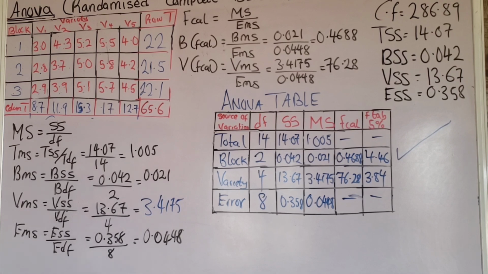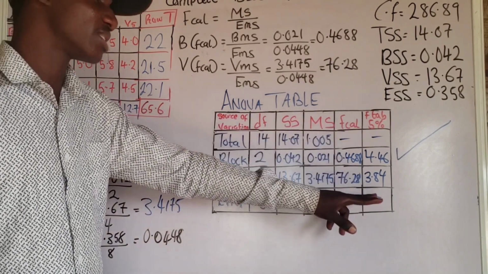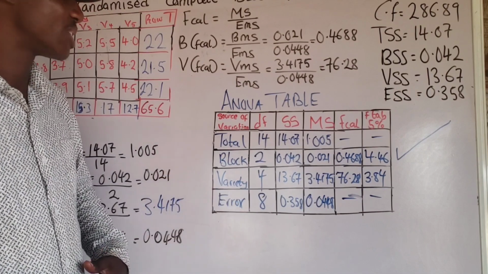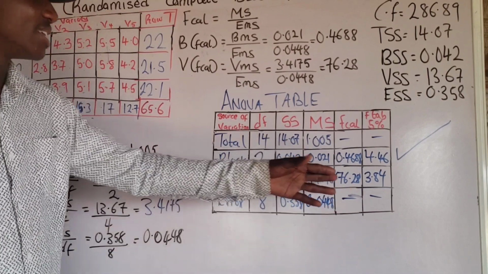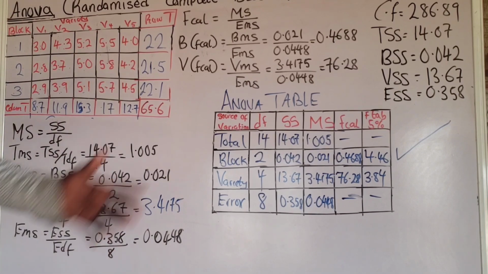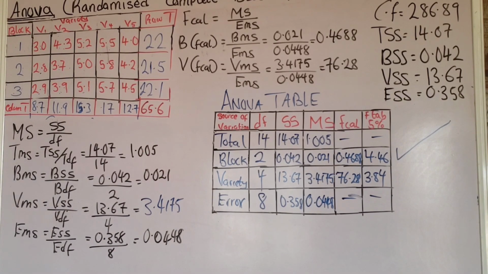You might be told to conclude or draw your inference in some questions, and I just explained what it means. If you look at this, the F tabulated at 5% level of significance is 3.84. The calculated value that we got is 76.28. You can see that 76.28 is greater than the tabulated value at 5%. So I conclude that the experiment shows significant difference among the five treatments of variety. That is the conclusion.